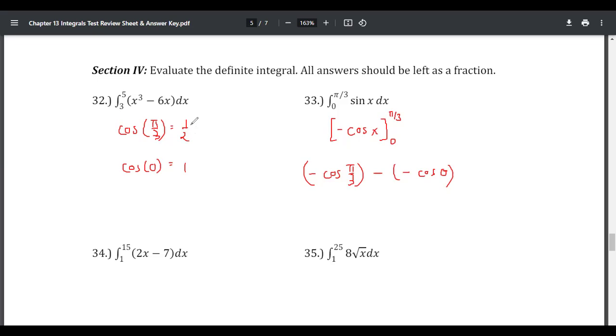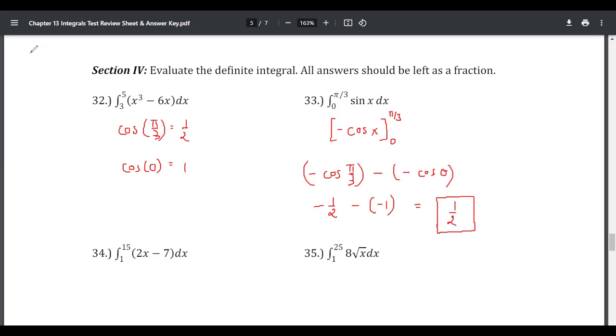Yeah, okay. So when you put all of that in, what do you get? You get negative 1 half. And be very careful with this negative. I'm going to put negative, negative 1 half. Okay. So what is the final answer? 1 half. Good, good, good.